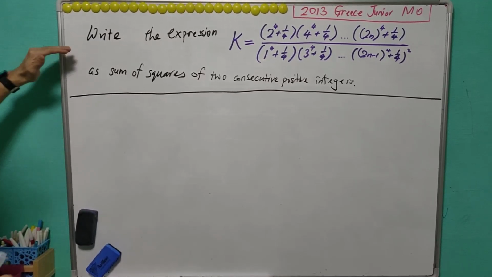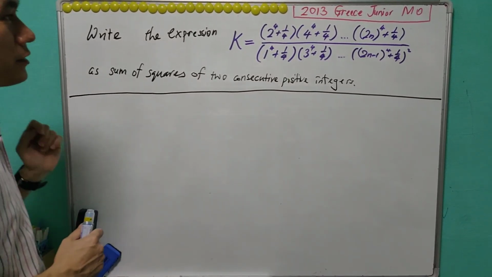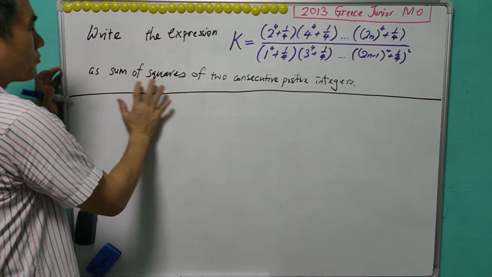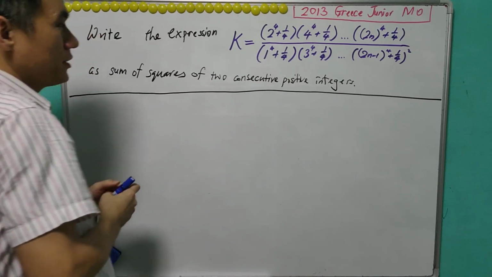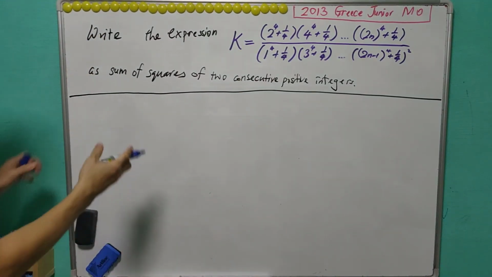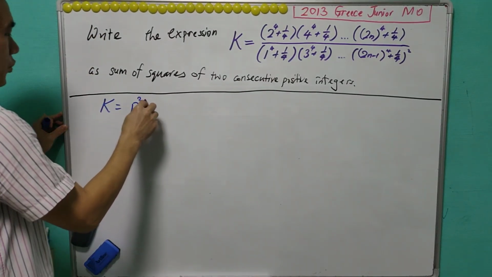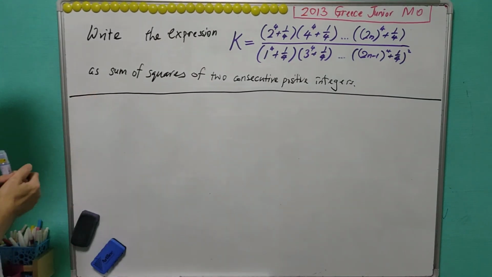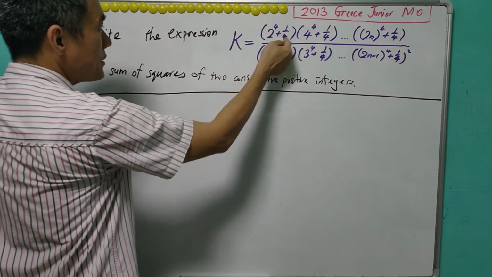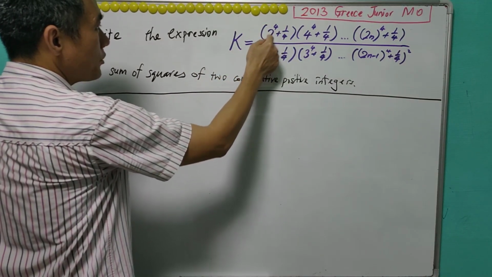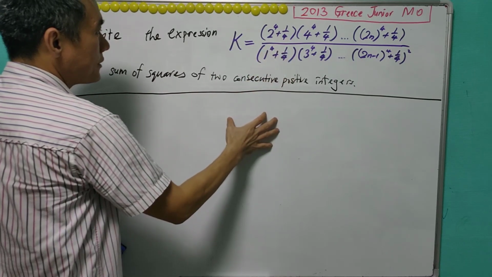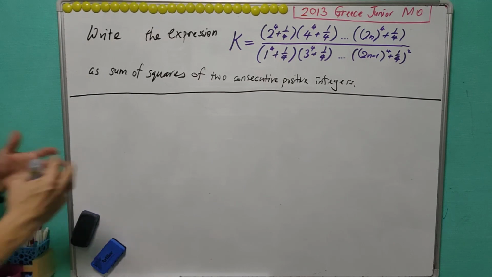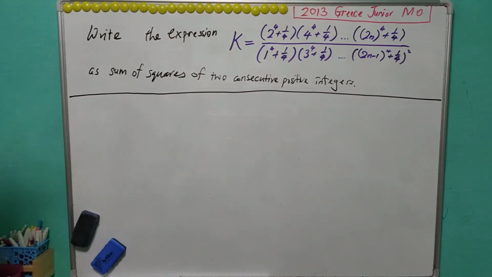Today, we'll look at this question from the 2013 Grade Junior Math Olympiad. We are asked to write this expression as a sum of squares of two consecutive positive integers, meaning that we want to write k as some p squared plus (p plus 1) squared. The key idea is to express each of these terms, m to the power 4 plus 1 over 4, as some expression. Then later on, perhaps we can use the idea of telescoping products.